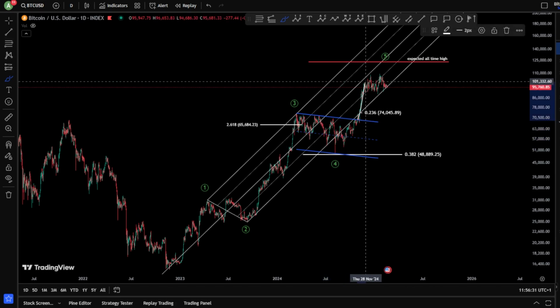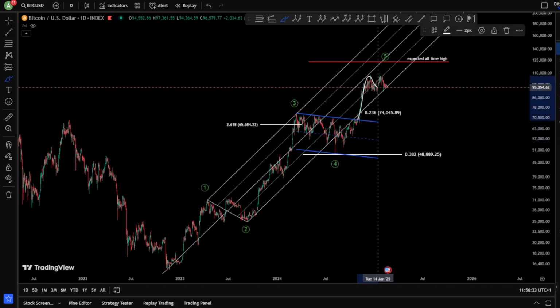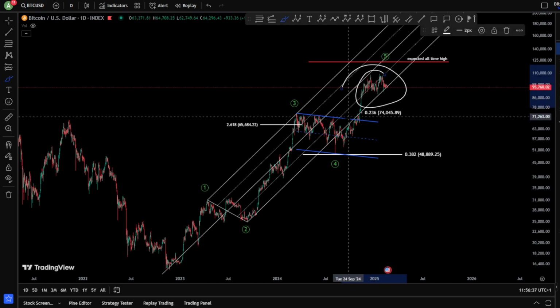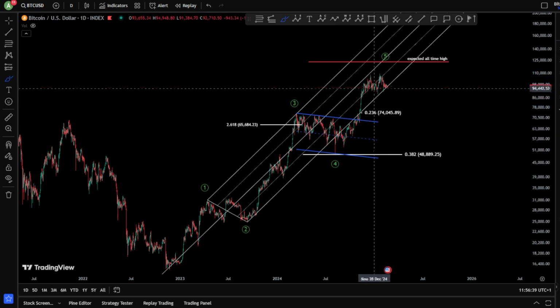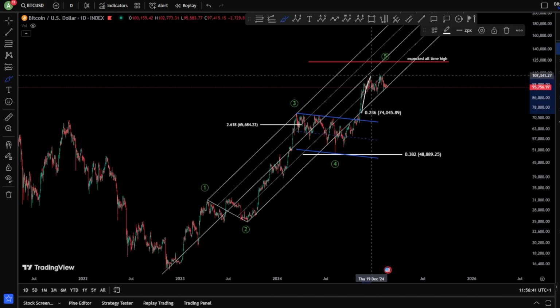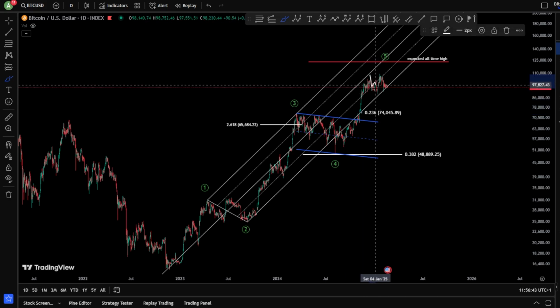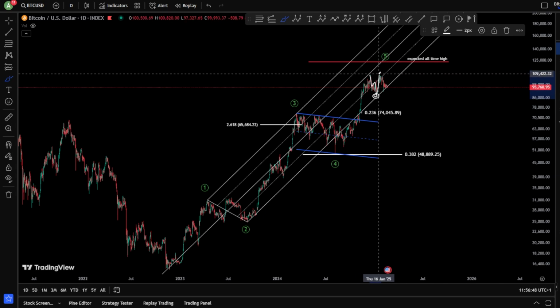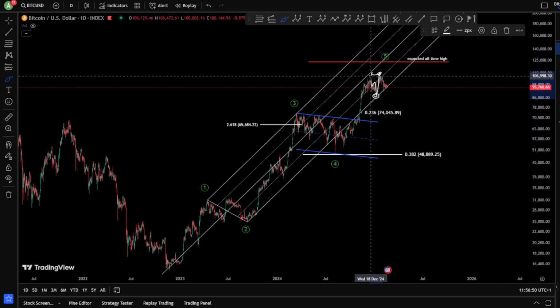And of course, moving inside the acceleration channel for a wave 4 and a 5 of the wave 5, ranging inside it here, your wave 4 has tested this lower line and moved impulsively again for a new all-time high.